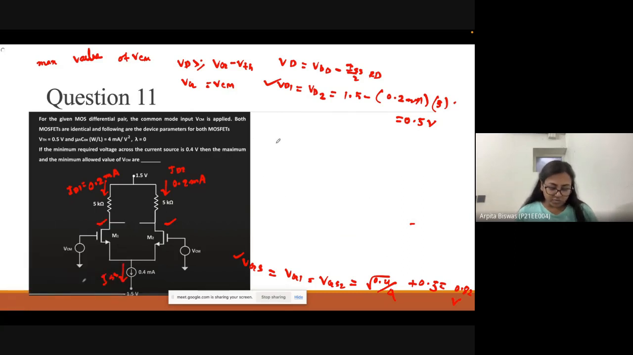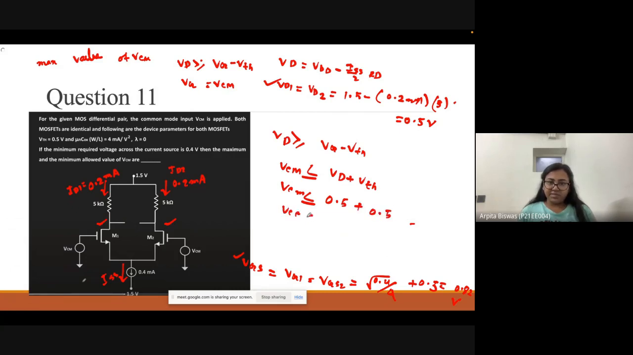Next, for the maximum value we use VD greater than or equal to VG minus VTH. So VCM less than or equal to VD plus VTH. The VD value is 0.5, VTH is 0.5. So VCM less than or equal to 1. So the maximum VCM value is 1 volt.